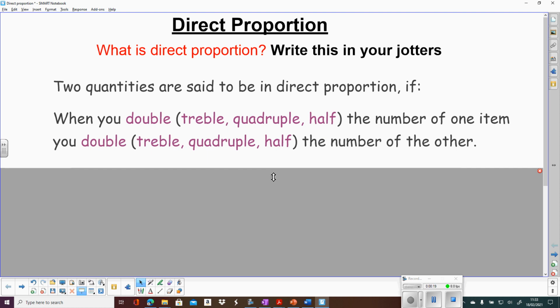Two quantities are said to be in direct proportion if, when you double, treble, quadruple or half the number of one item, the same thing happens to the number of the other. So if you double the number of one item, the number of the other will double. If you half the number of one item, you will half the number of the other. That means that they're in direct proportion.